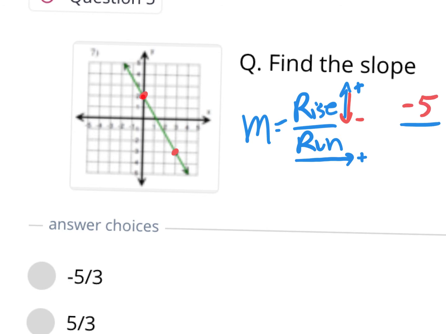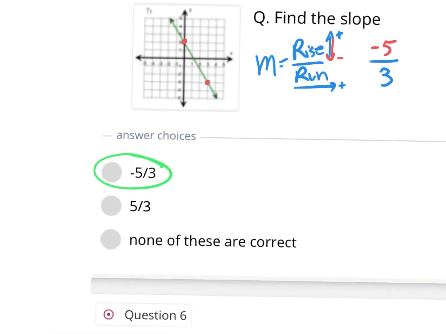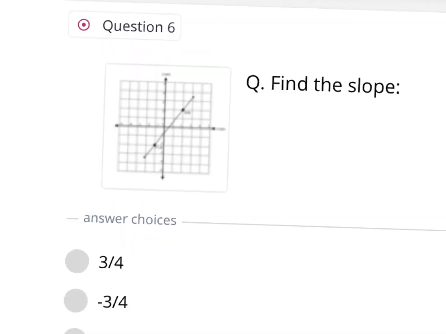So if I do go down 5, negative 5, 1, 2, 3, 4, 5, how much do I go over? How much do I run from left to right? I run 1, 2, 3. So I'm running a positive 3. Okay, so the slope is negative 5/3. As you can see, there's a multiple choice answer, negative 5/3. That is your slope.